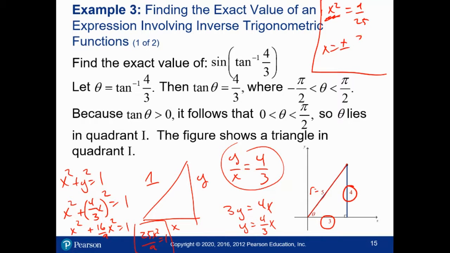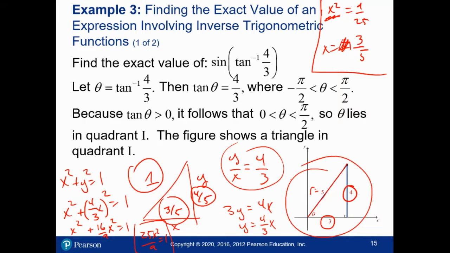So x is plus or minus 3/5 by taking a square root. But since I know I'm in quadrant 1, it's the positive one. Okay, so we would end up with x is 3/5. We would get y is 4/5. So in our triangle, down here at the bottom where I drew my triangle, we would have a 3/5 here. We would then solve for y and get 4/5, which is really just the same triangle the book draws scaled by a factor of 5.